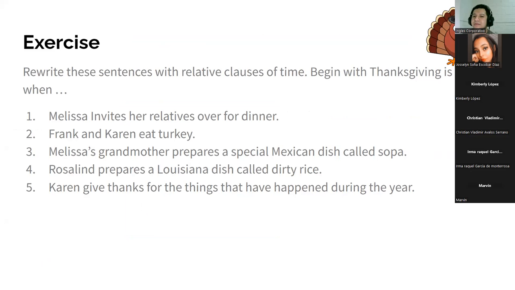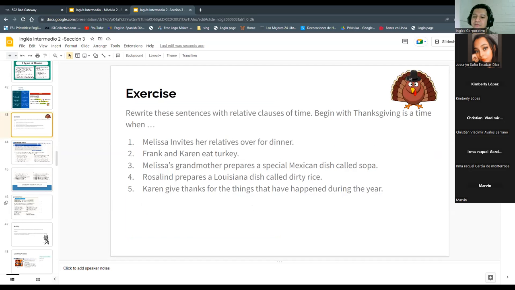Okay, I will take a screenshot. Y se la voy a mandar al grupo de WhatsApp. I will send it to the WhatsApp group. So you have a homework. Let's see if you can write the sentences, right? This is intermediate too, right? Okay.